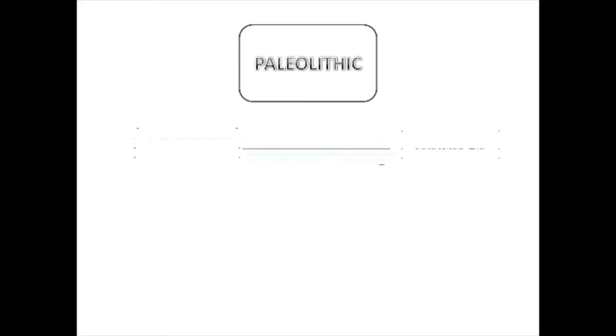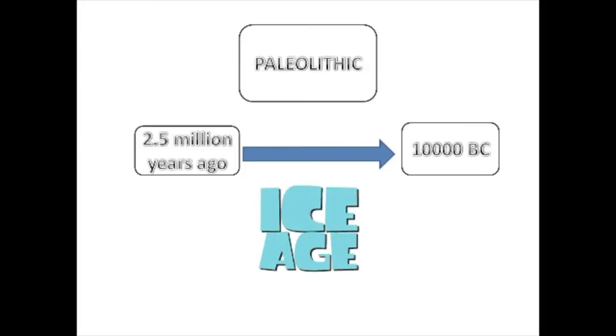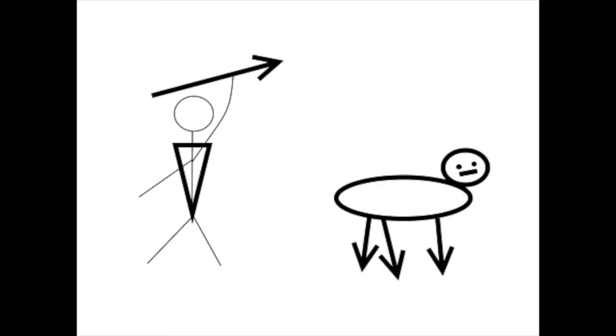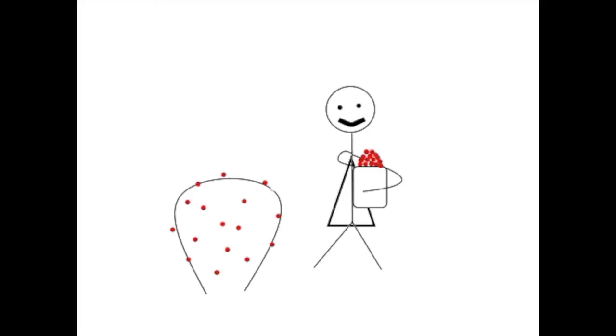Paleolithic started around 2.5 million years ago and ended around 10,000 BC. Paleolithic is also known as the Ice Age, when most parts of the world were covered by ice. People at this time adopted a hunting and gathering lifestyle, where men went hunting and women went gathering.